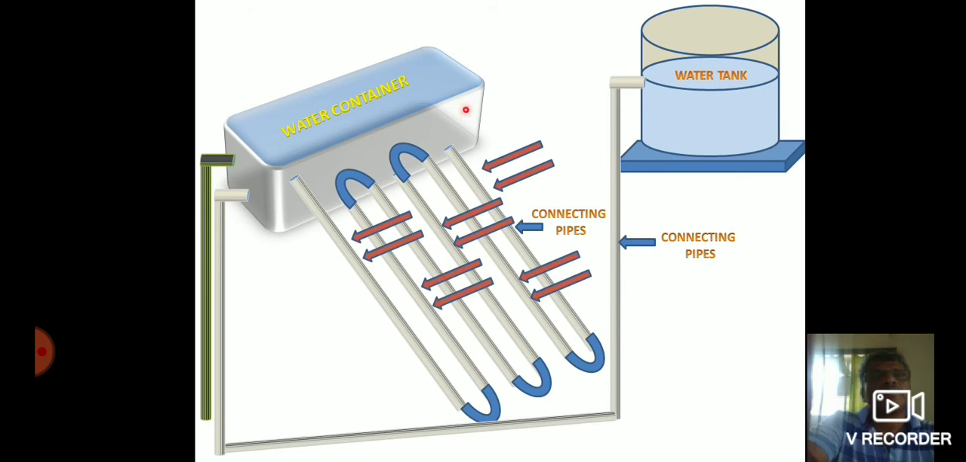What will happen when sun rays fall on these pipes? These are the sun rays. When sun rays fall on the pipes, this pipe is made of copper. Copper is a heat conducting material, so larger heat will be conducted by the pipes and the cold water will come through this container.